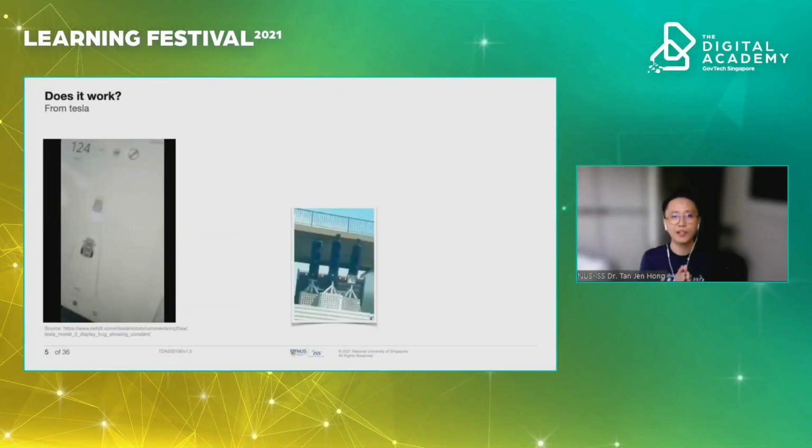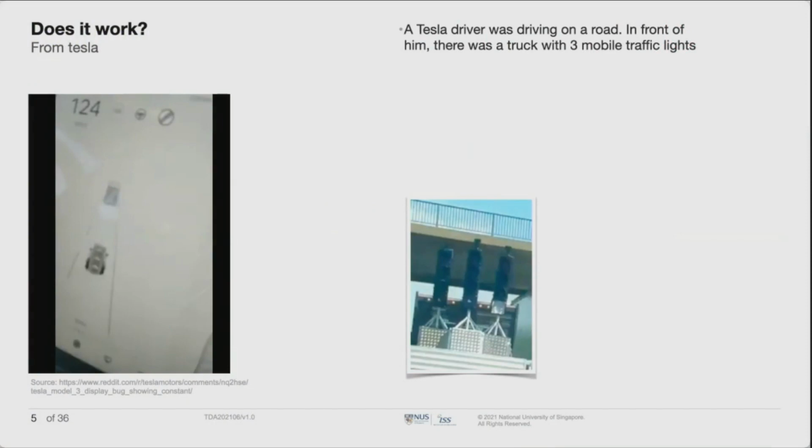Just now, we have learned that self-driving companies have been paying millions per month for data labeling. They have also spent a lot in training a lot of AI models. But there are times the reality is not working in their favor. Here we have one interesting incident just recently posted on Reddit. There was a Tesla driver driving his Tesla on the road. In front of him, there was a truck carrying 3 mobile traffic lights. You can see that in the picture.